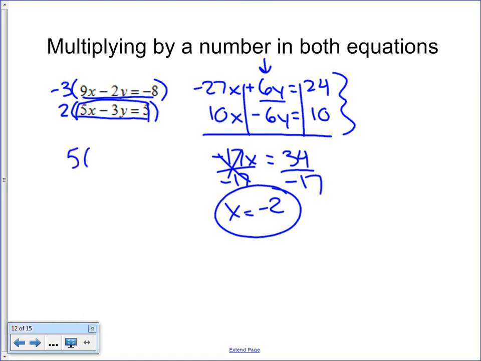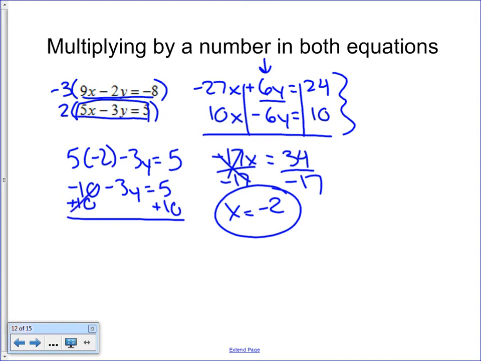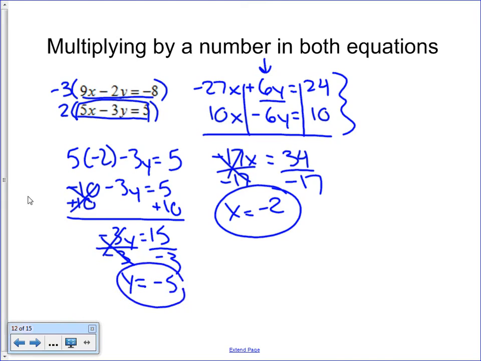So I get 5 times negative 2 minus 3y, and that equals 5. So negative 10 minus 3y will equal 5. Adding 10 to both sides, I get negative 3y equals 15. And then dividing by negative 3 will give me a y value of negative 5. So the point negative 2, negative 5 is my answer for that one.